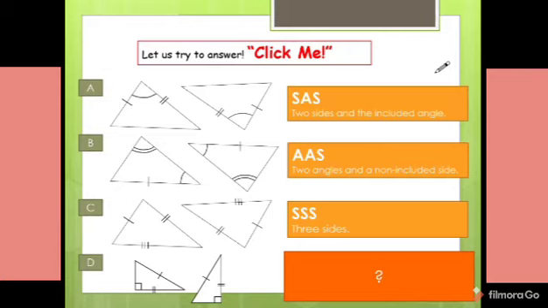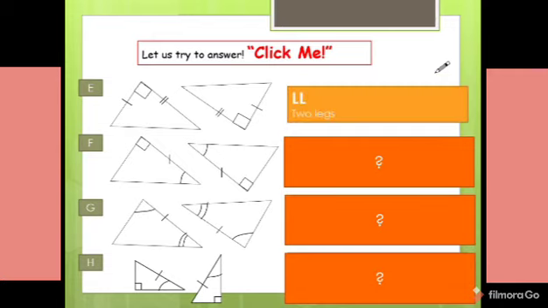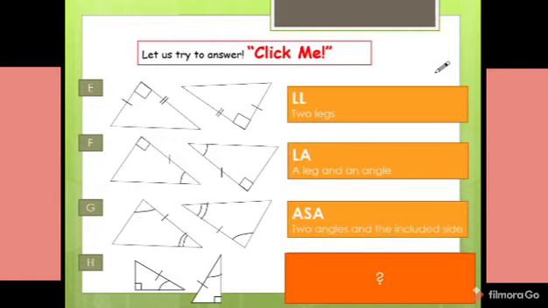And we have letter D. HL. There is a right angle, hypotenuse, and the leg. Next, letter E. Alright, that is LL. Two legs. And letter F. LA, a leg and an angle. For letter G, you have ASA, two angles and the included side. And lastly, we have, very good, that is HA, right angle, hypotenuse and an acute angle.